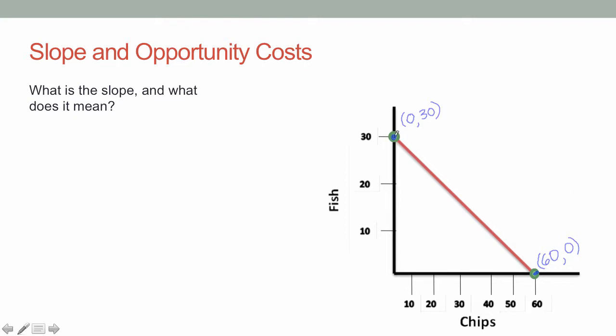If I want to find the slope, I need to subtract my y values. So I'm going to have 30 minus 0, and I'm going to subtract my x values, 0 minus 60. And we end up with 30 over negative 60, which is the same as negative 1/2. So that's my slope. We got that from my 2 points. But what does it mean?